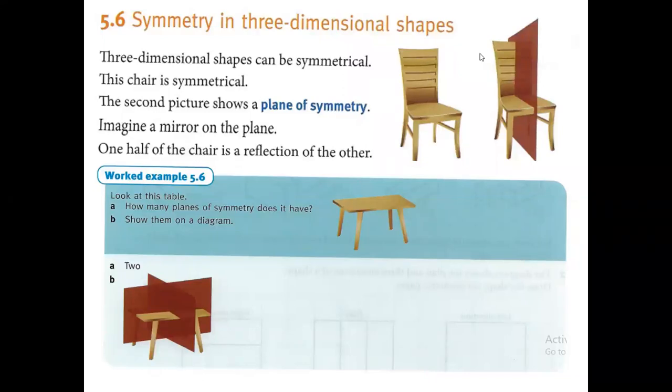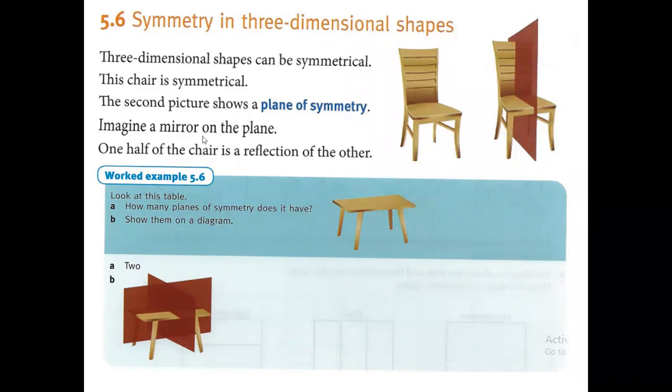Imagine a mirror on the plane. Suppose you think this plane is a mirror. So both the sides look the same. From the left side, the right side looks like the image of the first figure. From the right side, it looks like the image of the first one. One half of the chair is a reflection of the other. If we take this as the mirror, then the other part looks like the reflection in the mirror. We call it the image.